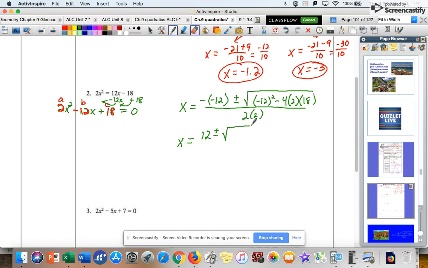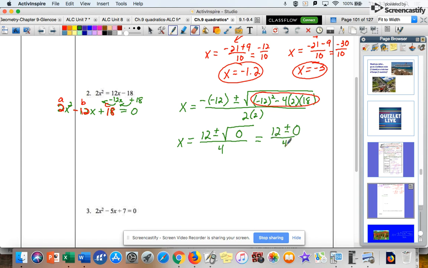And then the square root here, you type this all into your calculator. Negative 12 squared minus 4 times 2 times 18. Would you believe it all comes out to 0? That's kind of nice. So square root of 0, and then all over 2 times 2. So just like we've done on the other problems, let's do the square root of 0. Well, of course, the square root of 0 is just 0.